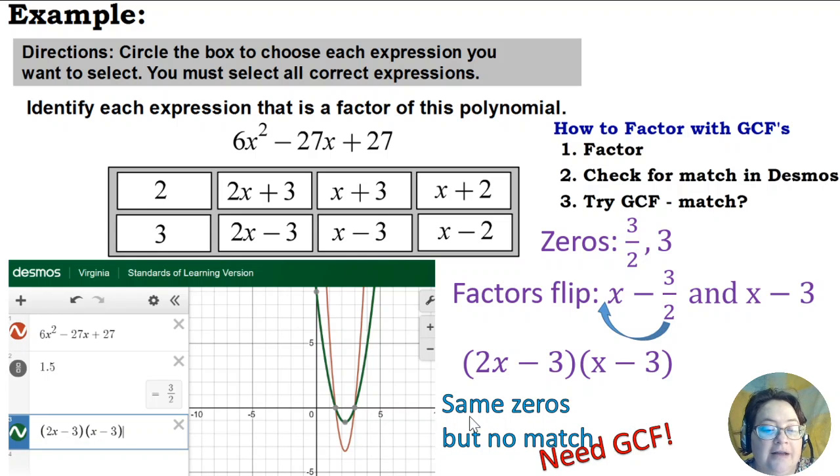So, same zeros, no match. We're going to try the GCF. If I notice here that I have 2, well, 2 doesn't go into any of the 3. If I try it, you see the graph doesn't line up. And we're going to try 3 instead. When we try 3, it does match up, which means we found our greatest common factor and the third missing piece of our answer choice. So our answers are 3, 2x minus 3, and x minus 3.